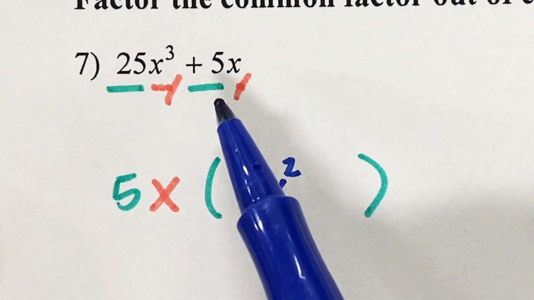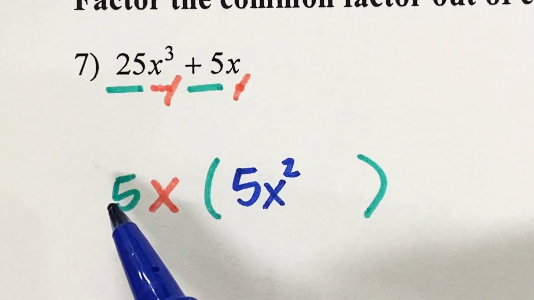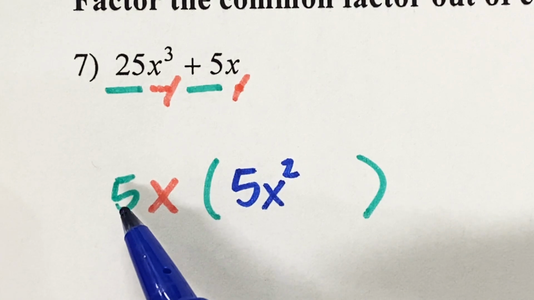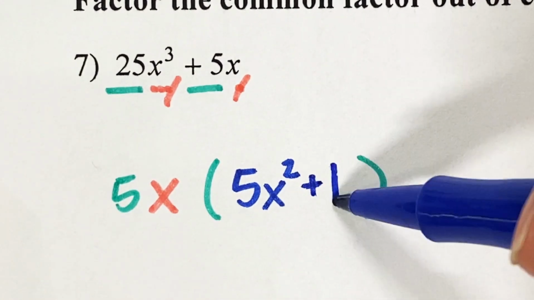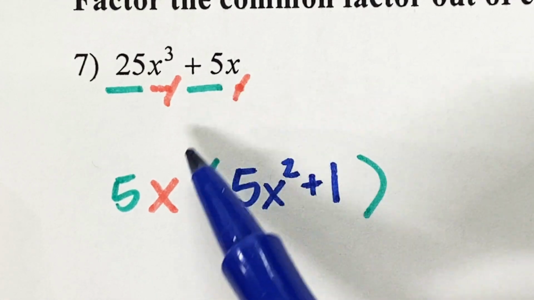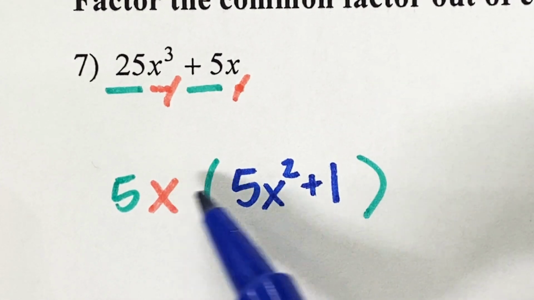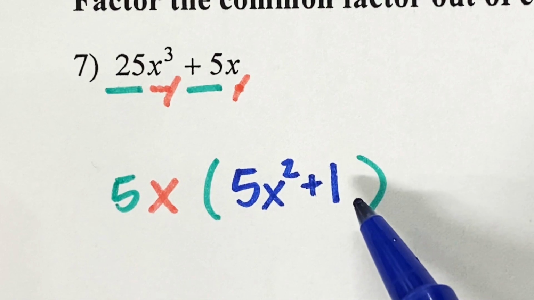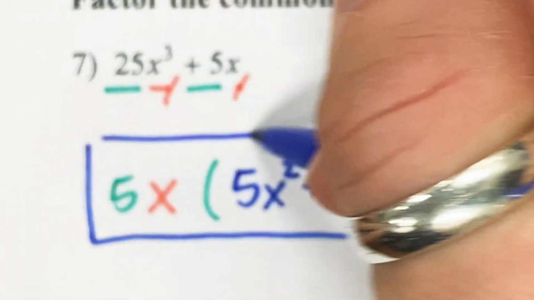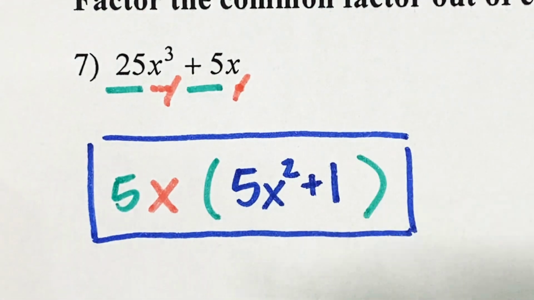Okay, my next piece. I had 5. I divided by 5. What is 5 divided by 5? That's going to be positive 1. Okay, and I had 1x, but I took away or divided an x out. How many x's do I have left? None. Okay, so my final answer is this guy. This is a factored binomial.